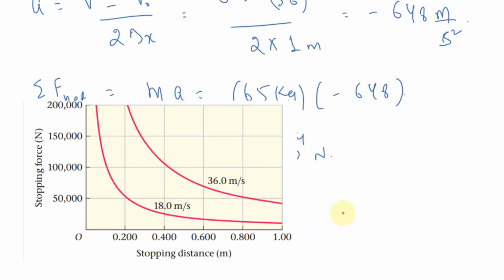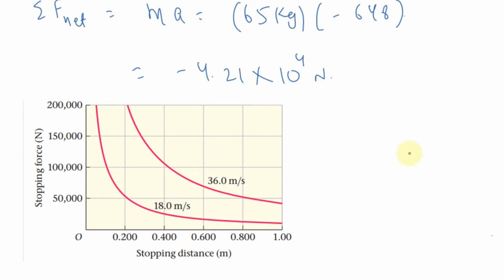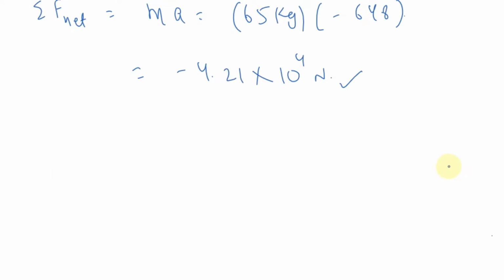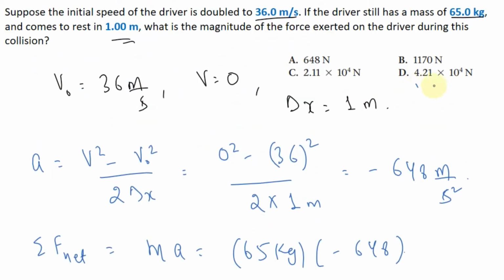Newton. Now if you compare this with the graph, here we see that if you're traveling with 36 meters per second and you are stopped over a distance of 1 meter, then the required force is below 50,000, and this value is nearly 42,000. So we can see that we have obtained the correct result. And if you see the options, this option is correct, the D option.